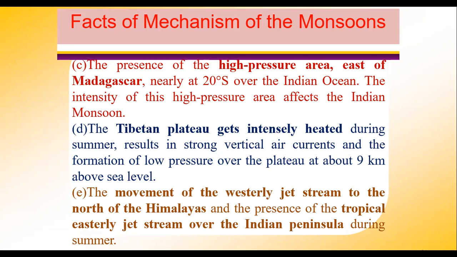Then the movement of the westerly jet streams to the north of the Himalayas and the presence of the tropical easterly jet stream over the Indian peninsula during summer. These are basically the facts that help us understand the mechanism of the monsoons.